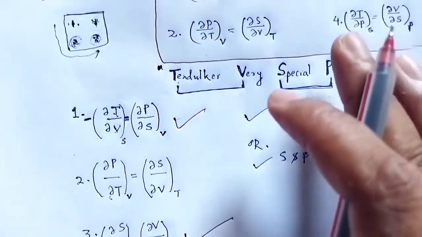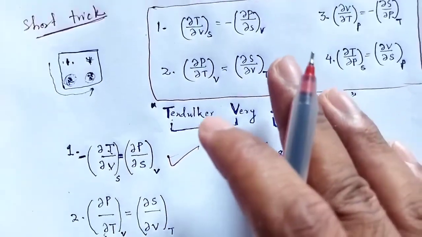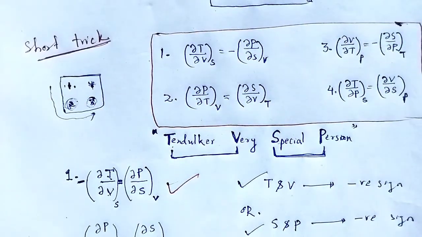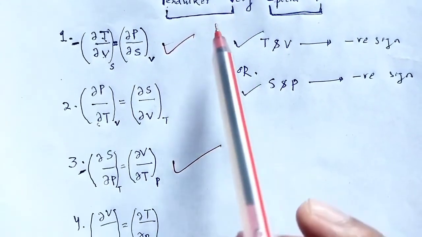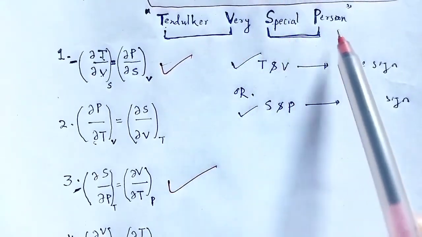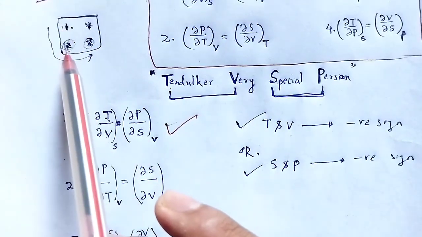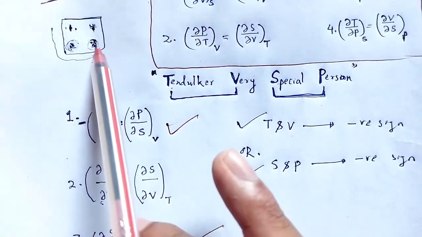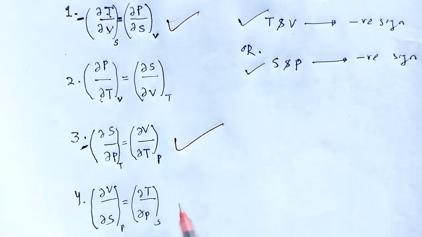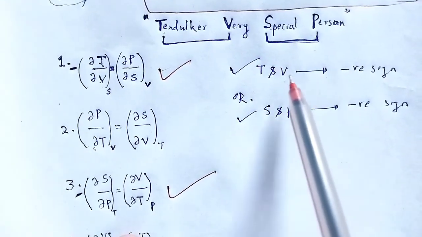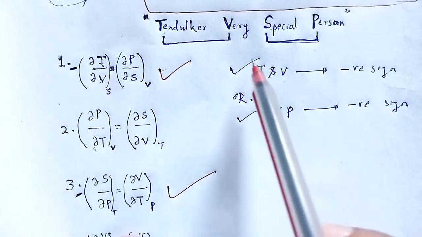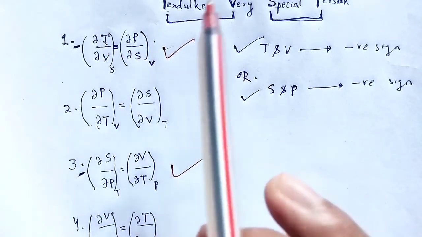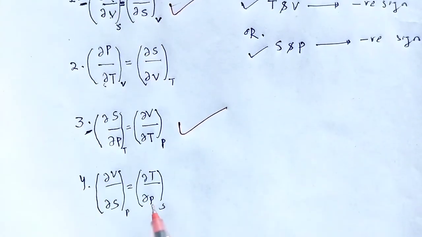In this way, by using this short trick, we can derive the four Maxwell's thermodynamic relations. These are the tricks, these are the mnemonics. Tendulkar, very special person, taking T, V, S, P. Then T here, and take the partial differentiation like this. Take the sign convention: where T and V combine we use the negative sign, or where S and P combine we take the negative signs. That side negative, there will be no confusion in the overall equation.